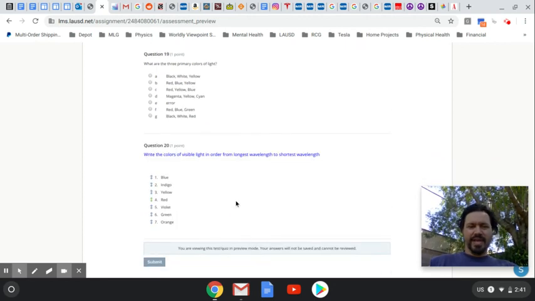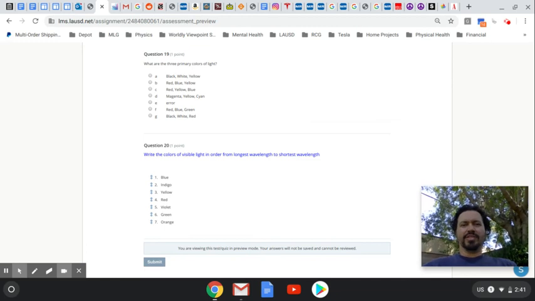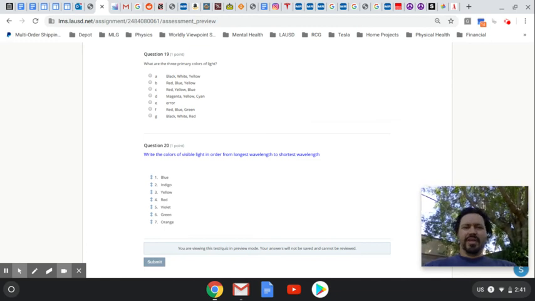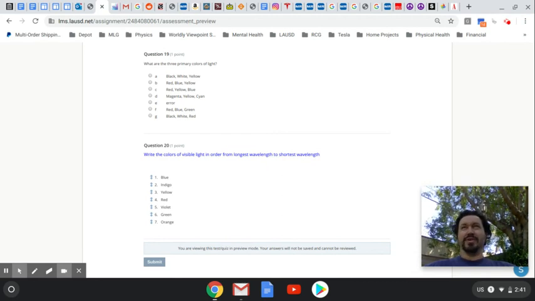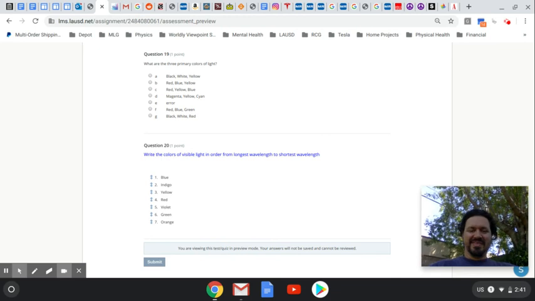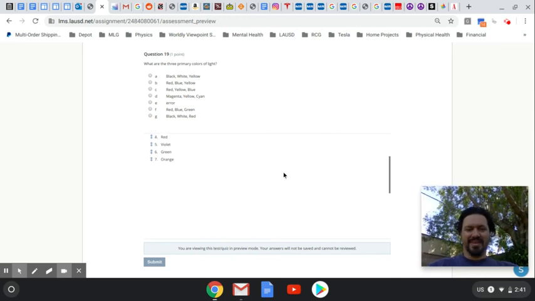And then the last is longest wavelength to shortest. So you probably heard of ROYGBIV. If you haven't, ROYGBIV is a good acronym for memorizing the order of these colors. These are the colors that you see in the rainbow. And somebody a long time ago decided that we had to include indigo in there. So we do.